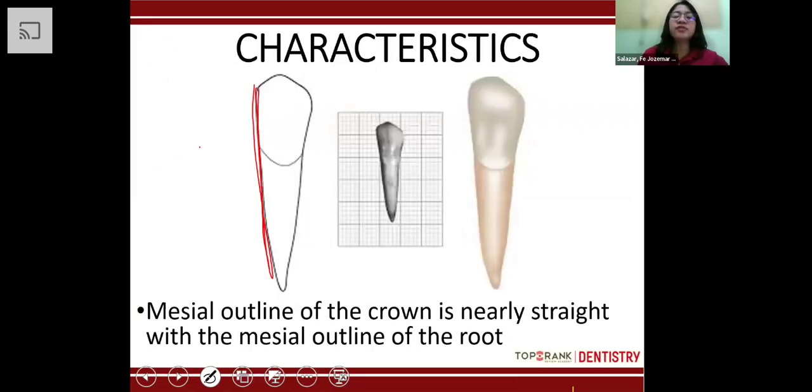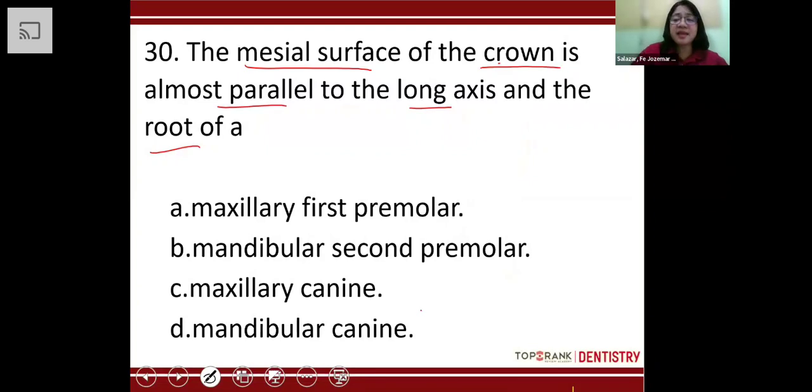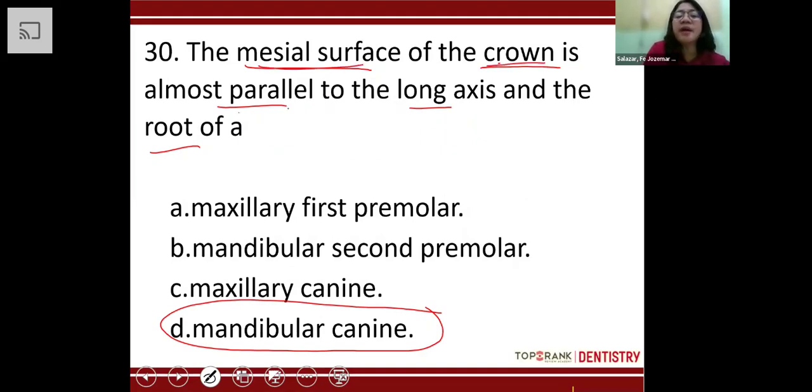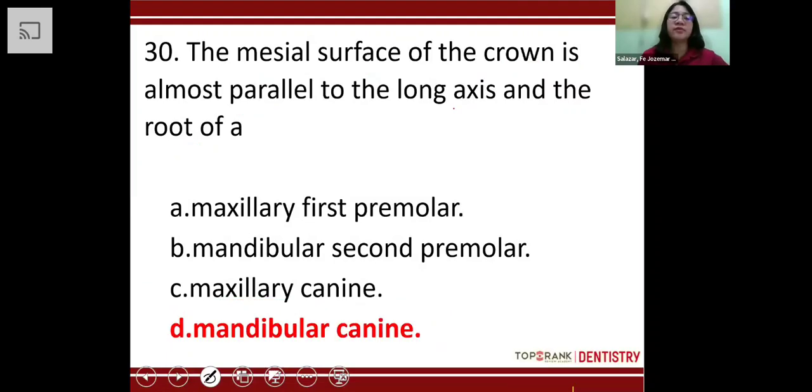Ano yung straight line, ang kanyang mesial surface? Crown to root? Yes, that's your mandibular canine. It's a distinctive feature. Letter D. Mesial surface ng crown is parallel to long axis of the root.